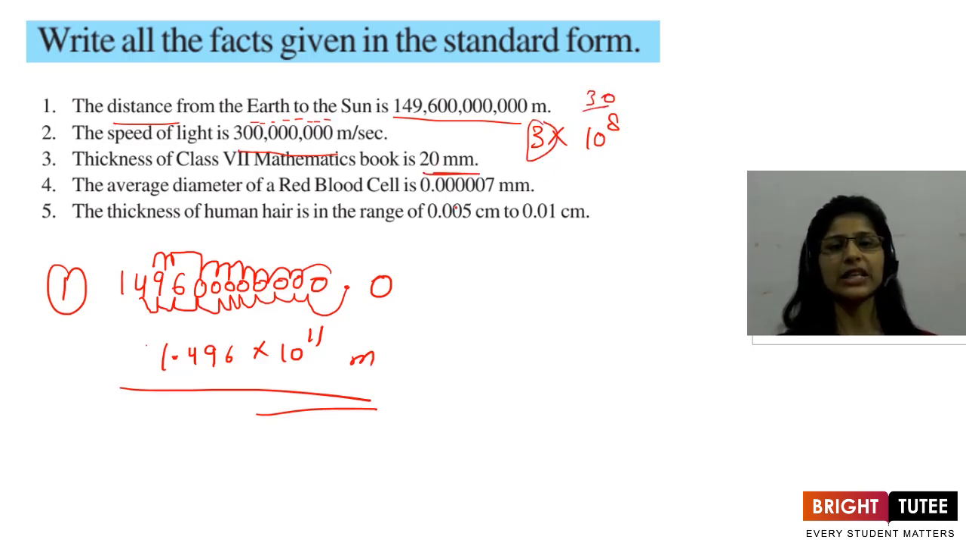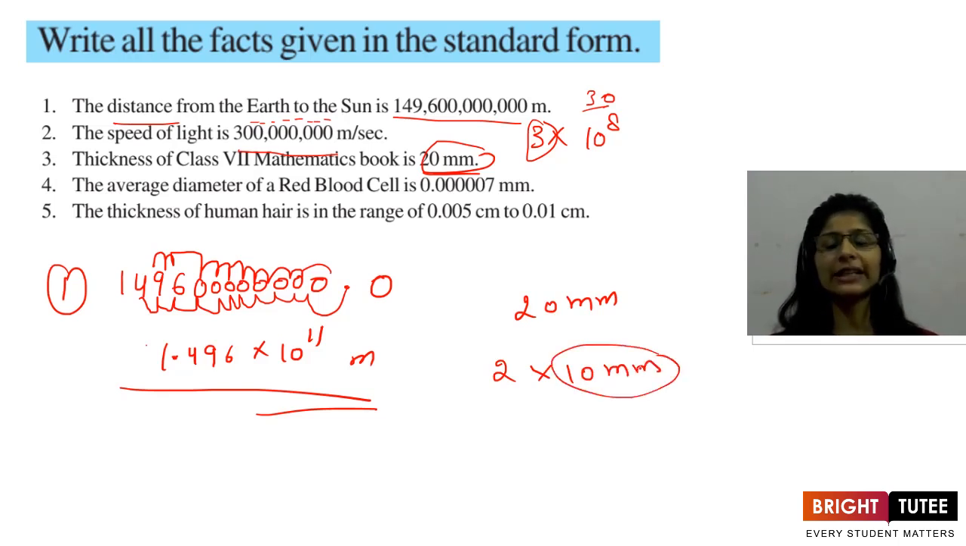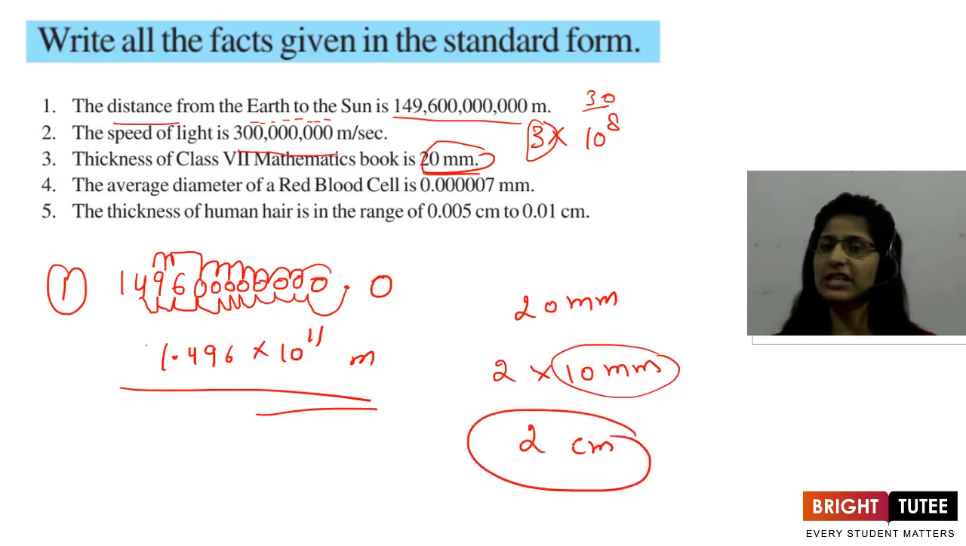The next is 20 mm. Thickness of class 7th mathematics book is 20 mm. So how do we express it? How can we write it? So we can say 20 mm is 2 into 10 mm, right? And we also know that 10 mm is 1 centimeter. So it can also be said that it is 2 centimeter, right? Or we can say that it is 2 into 10 to the power 1 mm.